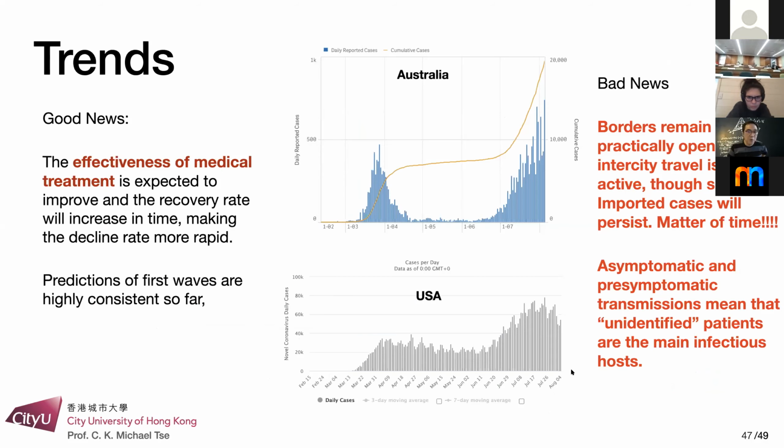Okay, so I have a few more minutes to just do a conclusion. The good news is that the effectiveness of medical treatment seems to be improving, and so the recovery rate will increase in time, making the decline rate much more rapid. So you see the typical curve is actually contributed by all these different parameters. For example, if gamma, which is the recovery rate, is bigger, you will see the decline is much faster than the case when gamma is smaller.